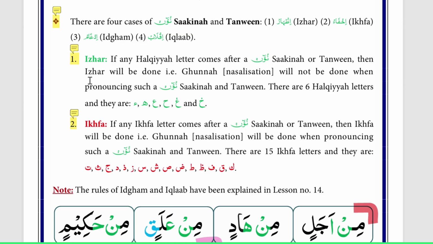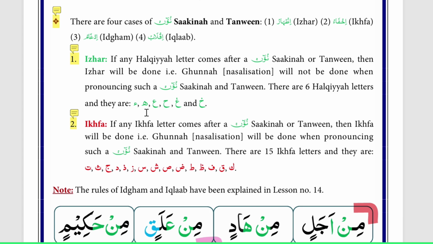Now we are moving toward discussing Izhar and Ikhfa. So describe the case of Izhar, and how many halqiya letters are there and what are they? First of all, we should know about halqiya letters. There are 6 halqiya letters and they are Hamza, Ha, Ain, Ha, Ghain, Kha. Halaq means throat, so these letters are pronounced from the throat. That's why they are called halqiya letters.